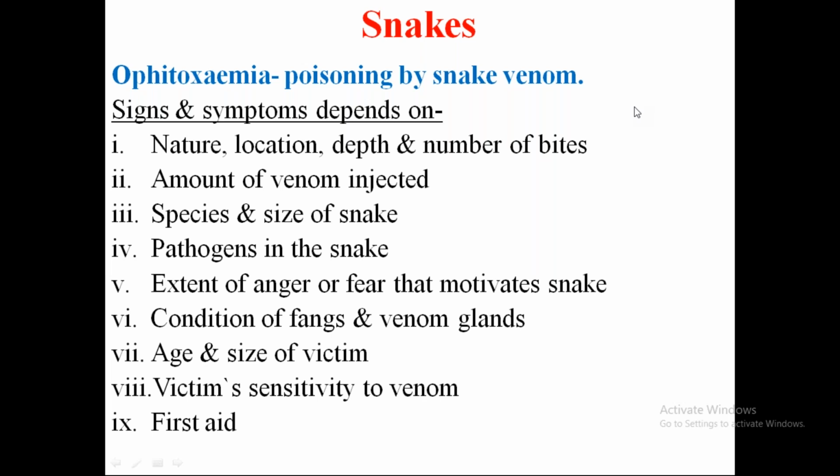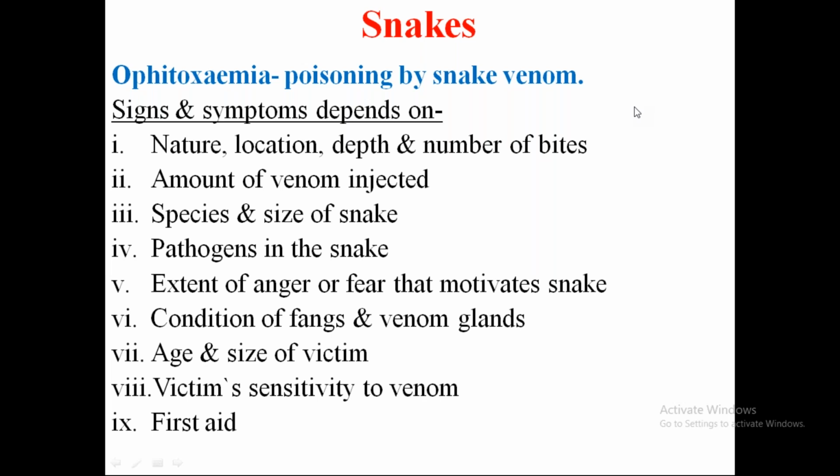So normally snakes use the venom for hunting prey, and only if the snakes fear for something, then they will use it for defense. So poison in snakes is for hunting the prey. So the extent of anger and fear is what motivates the snake to bite and inject more venom. And the conditions of the fangs and venom glands are also very important. There is a wet bite and a dry bite, where even though the snake bites, it may not inject the venom inside the body, so that is called a dry bite.